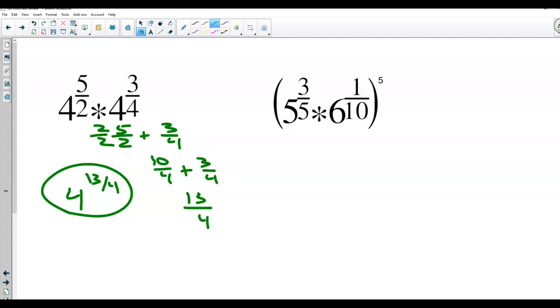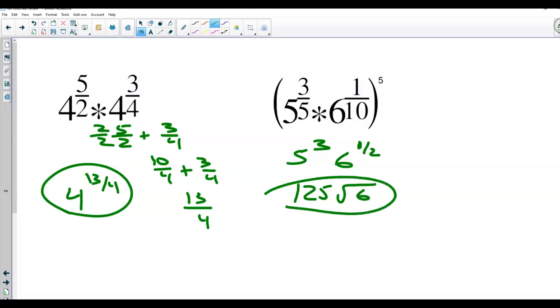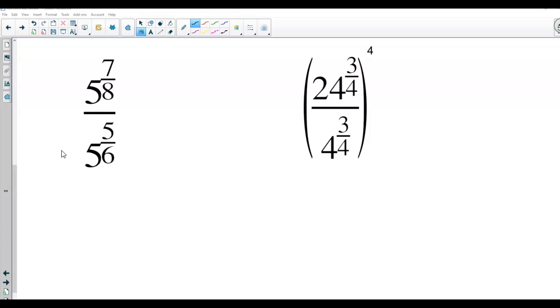Here, we don't have the same base. Okay? So I'm just going to be able to really distribute the 5 here. This is going to be 5 cubed and 6 to the 1/2. We're just distributing that exponent. Now, I could write my final answer as this. All right.